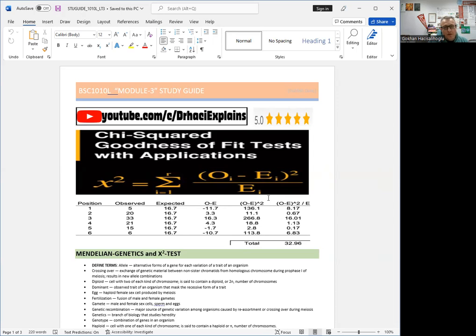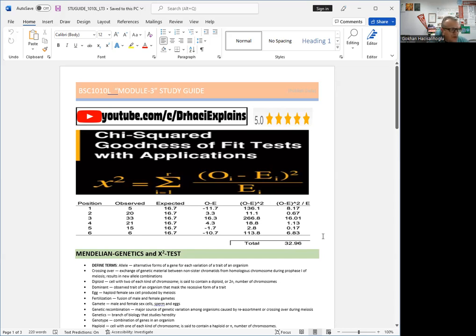Then we make a table like you see here on this document. The first column is the phenotype. The observed column is always given to you. Expected, you need to calculate. Then observed minus expected, squared, divided by expected. When you add these together, you find a chi-square cal, which is the value we need to compare with the chi-square table value.